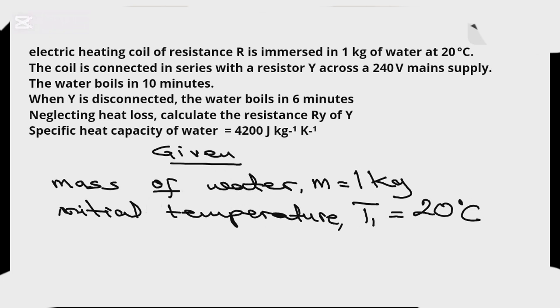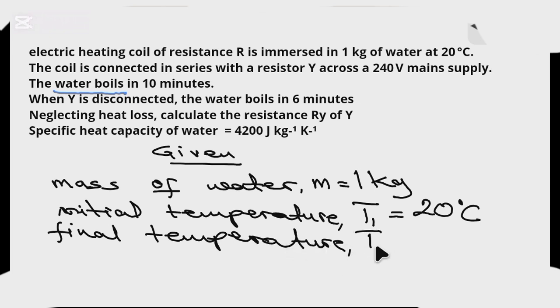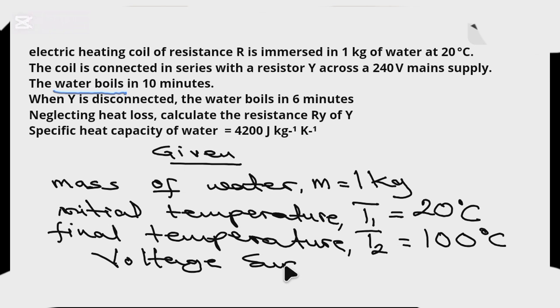Now, the question mentioned that the water boils in 10 minutes. And at what temperature does water boil? It boils at 100 degrees Celsius. So the final temperature is 100 degrees Celsius. Now we're given the voltage supply, and that was giving us 240 volts.